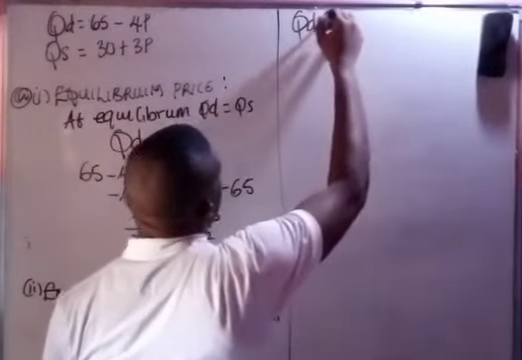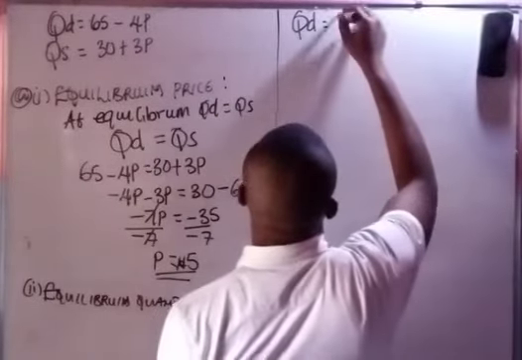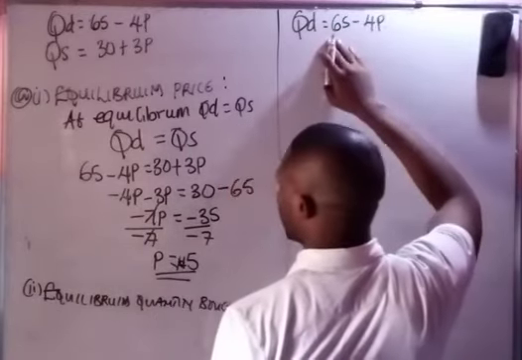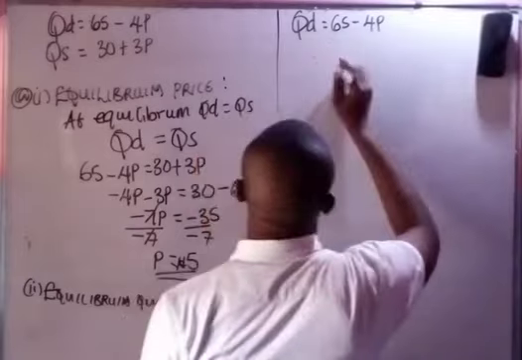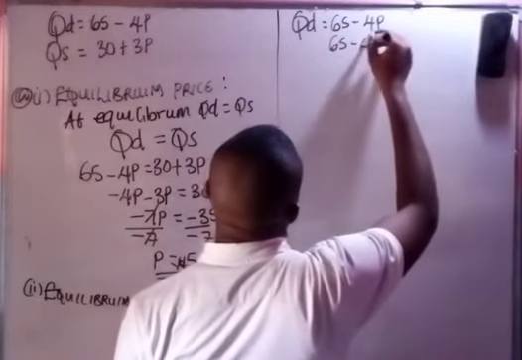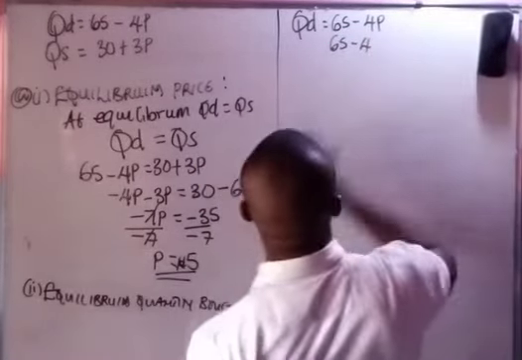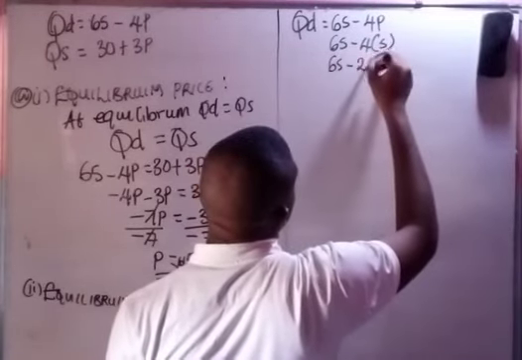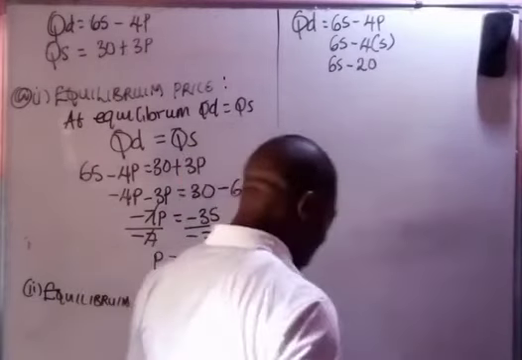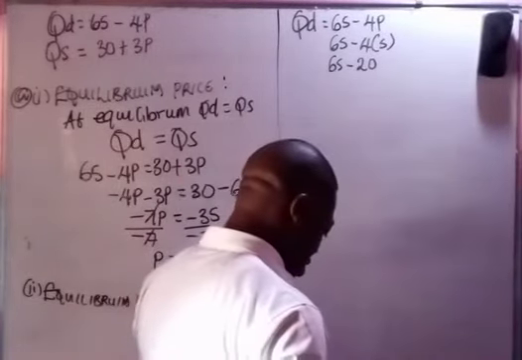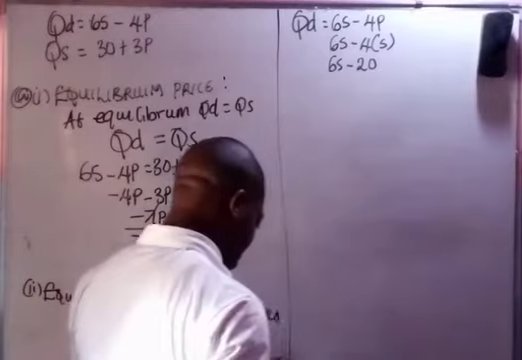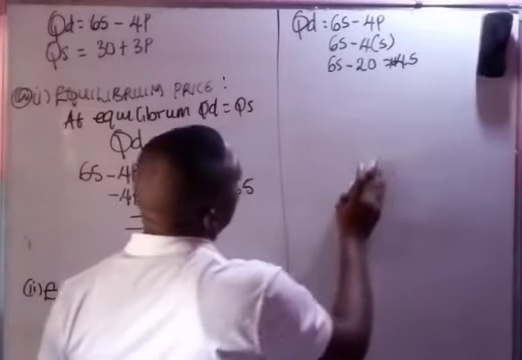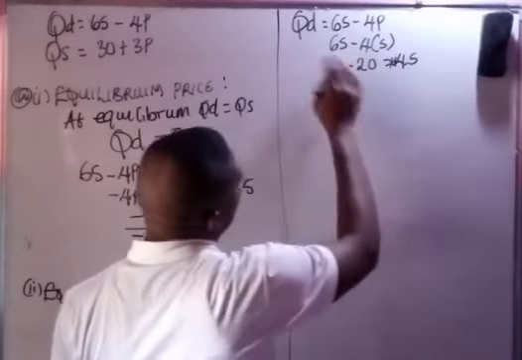So now the quantity demand is 65 minus 4P, which is the equilibrium quantity bought because demand is the bought. So we have 65 minus 4. Where we see P, we place 5. That is 5 here. So we have 65 minus 4 times 5 is 20. So 65 minus 20 is equal to 45 Naira. Okay? 45 Naira. That's the quantity bought.